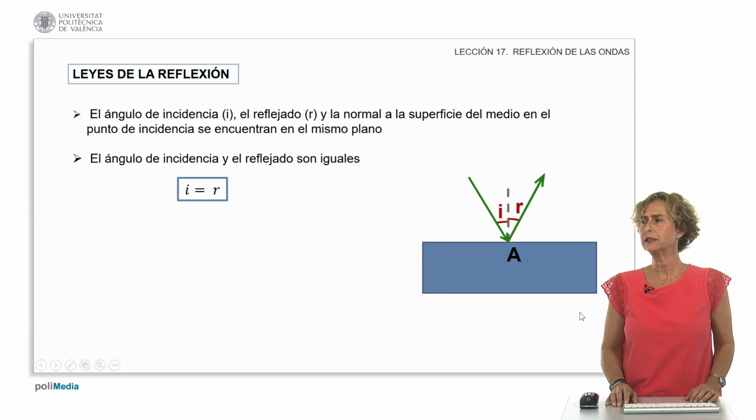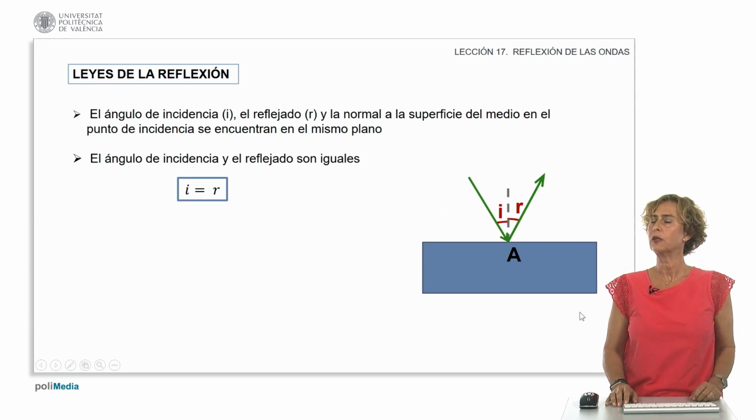So, what are the laws of reflection? We have already seen them. The laws of reflection are that the angle of incidence, denoted by I, the reflected angle, denoted by R, and the perpendicular to the surface of the medium at the point of incidence are in the same plane. And the second law is that the angle of incidence and the reflected angle are equal.